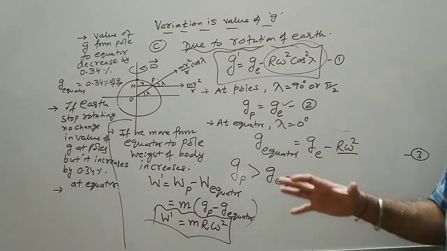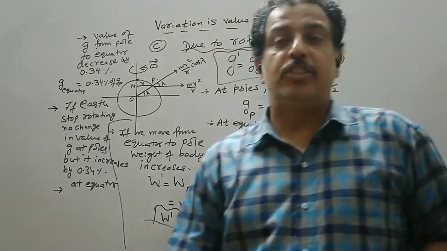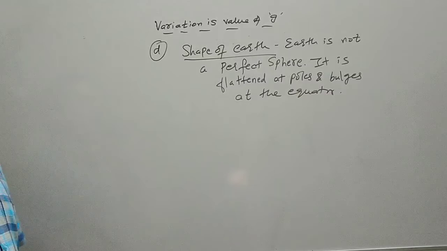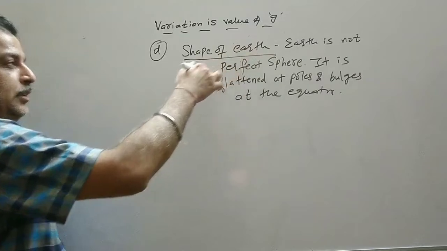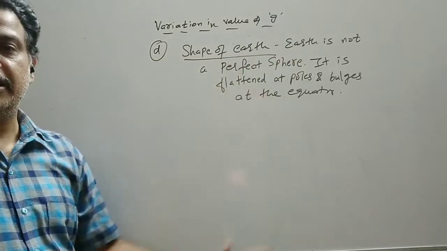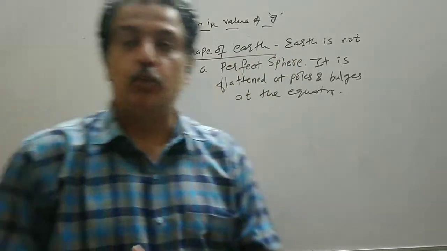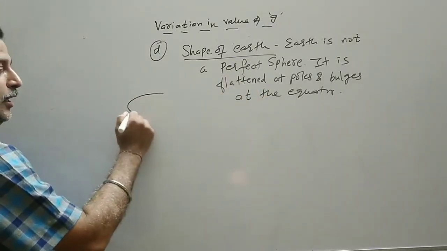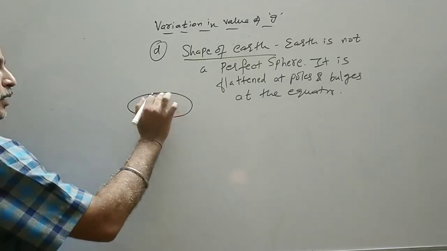So this is all about the variation in the value of g due to altitude. Then we discussed due to depth, and we have discussed due to rotation of Earth in detail with the derivation. And the last variation in the value of g is due to the shape of Earth. Now we know Earth is not a perfect sphere, though in the derivation we have taken Earth to be a perfect sphere, but it is flattened at the pole and bulges at the equator. So this is the actual oval shape of Earth.